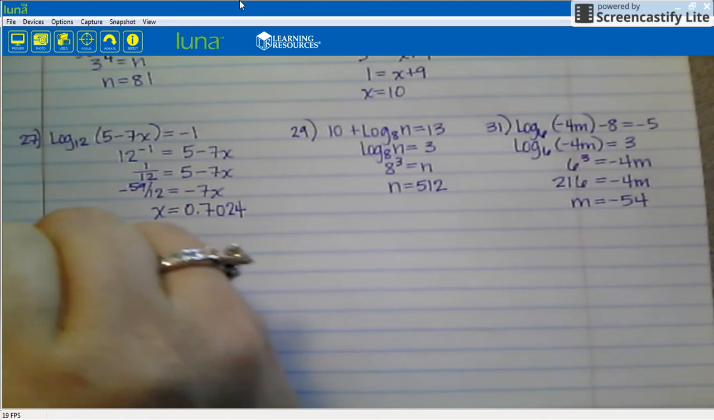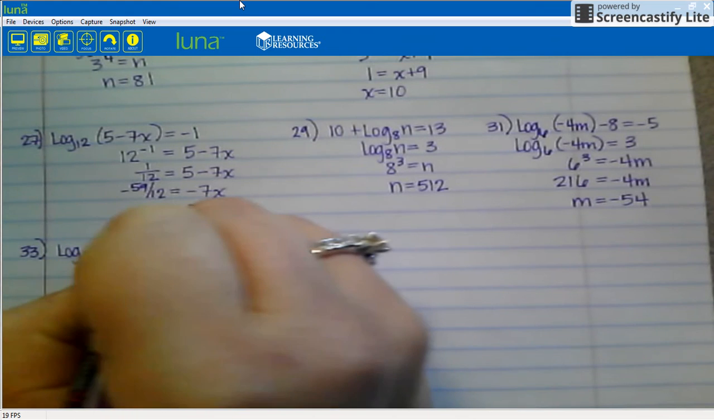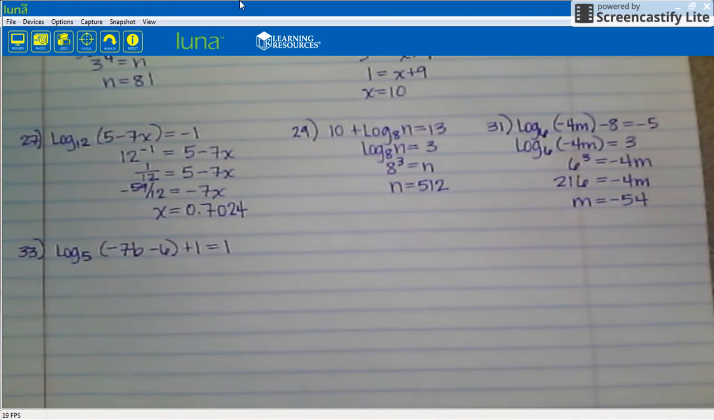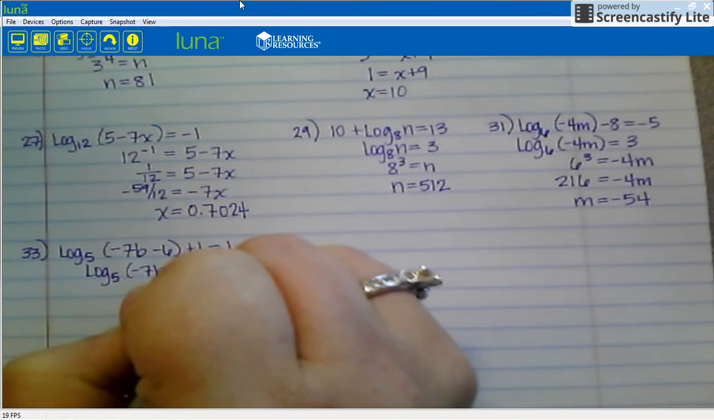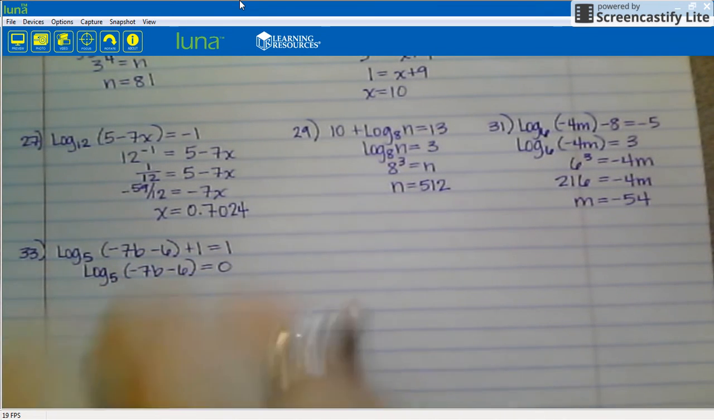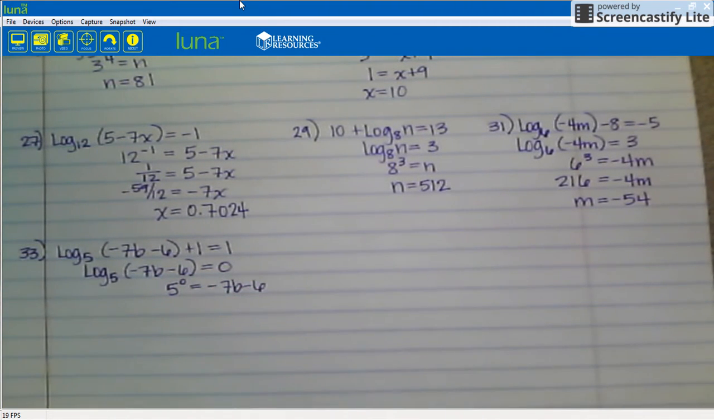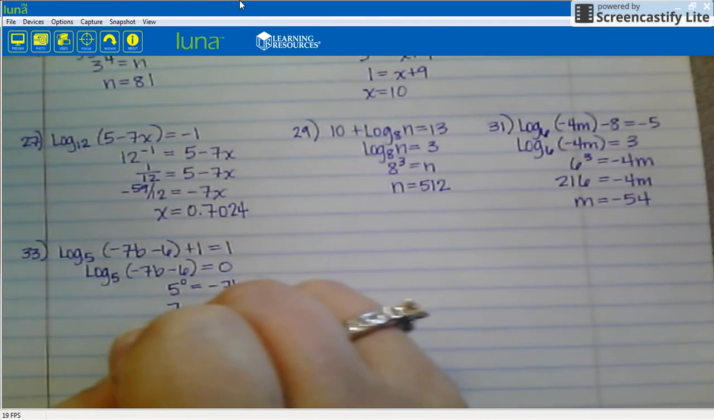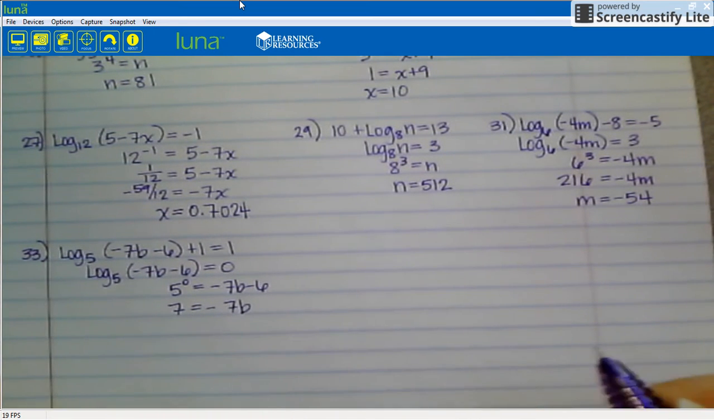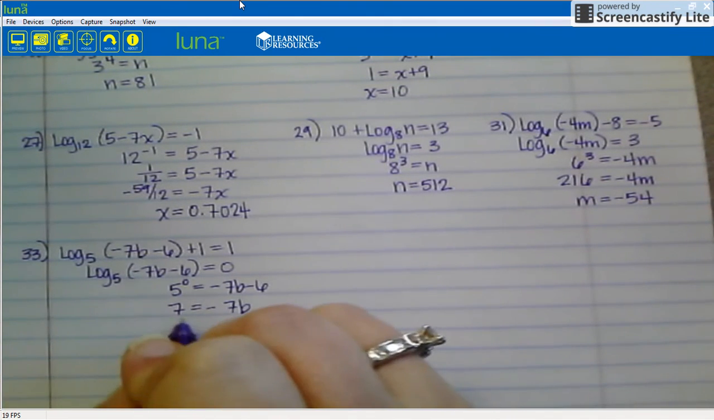For 33, we have log base 5 of negative 7b minus 6 plus 1 equals 1. So the first thing I do is I subtract 1 from both sides. So I have log base 5 of negative 7b minus 6 is equal to 0. So when I exponentiate, this gives me 5 to the 0 power is equal to negative 7b minus 6. So anything to the 0 power is 1, and then I'm going to add 6 to both sides. So this gives me 7 equals negative 7b. And when I divide both sides by negative 7, this is going to give me negative 1.